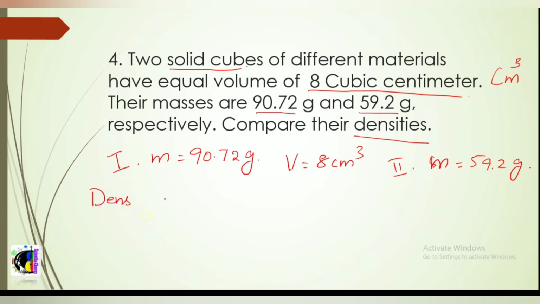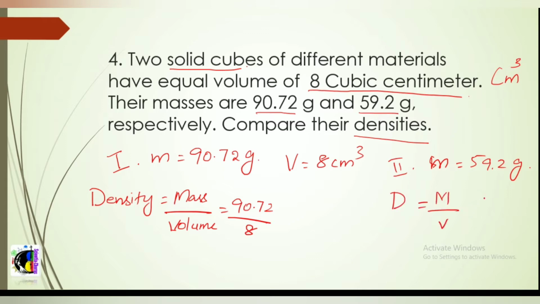Just now we have seen density is nothing but mass per unit volume, that is mass divided by volume. So 90.72 divided by 8, and in this case I'm writing it as D is equal to M by V. The mass is 59.2 and volume is 8 again. So when you divide this, you will get the answer as 11.34 gram per centimeter cube. And the same thing, 59.2 divided by 8, you will get as 7.4 gram per centimeter cube.